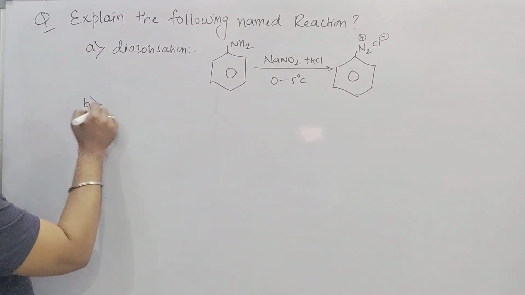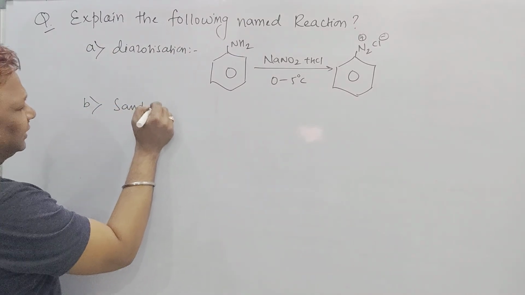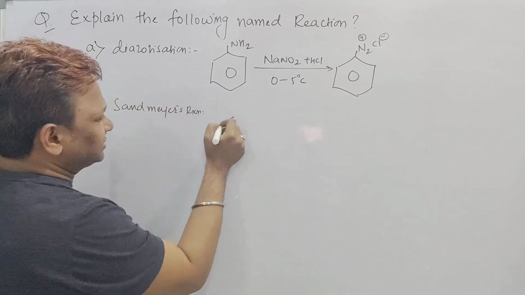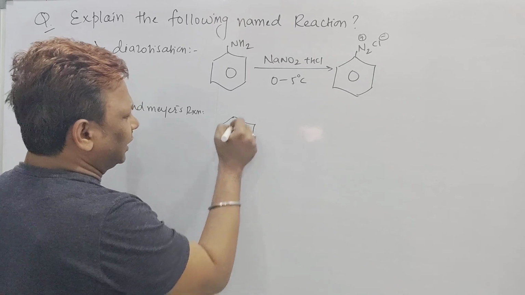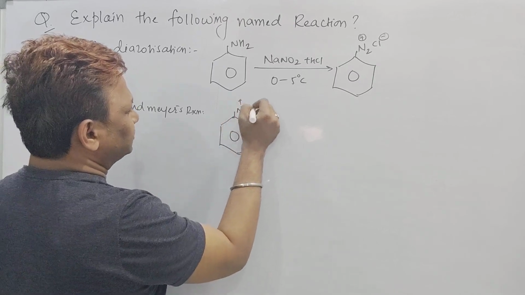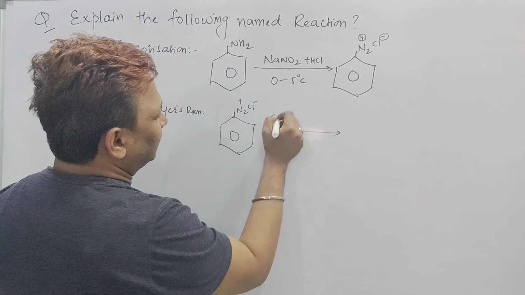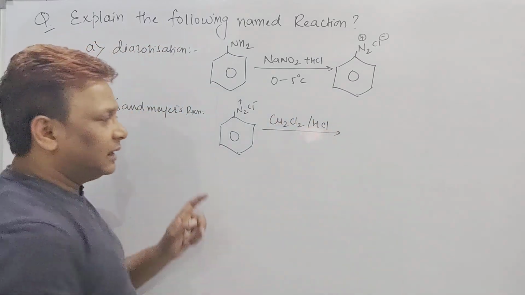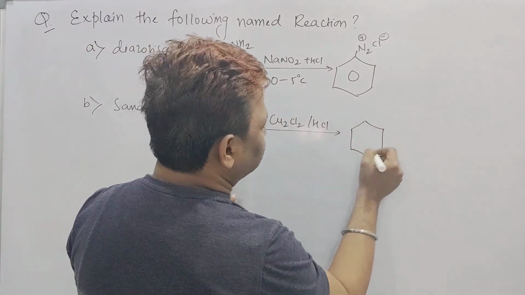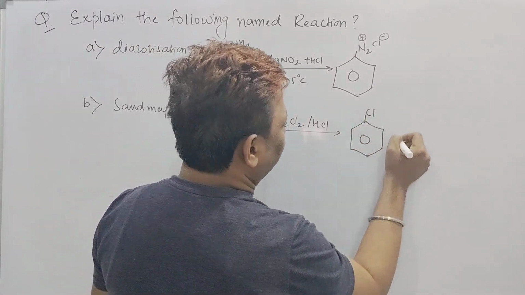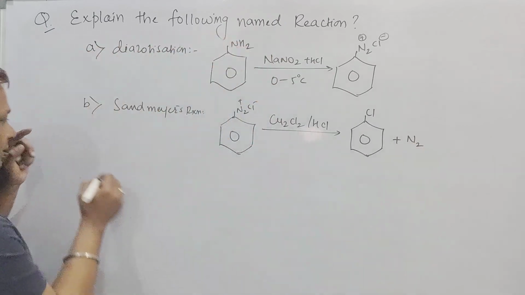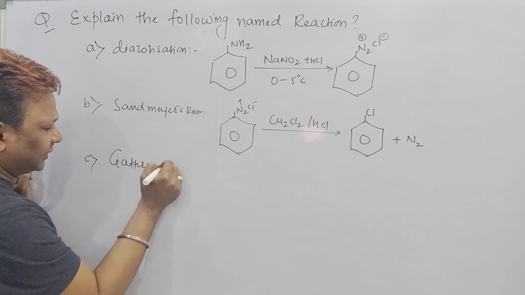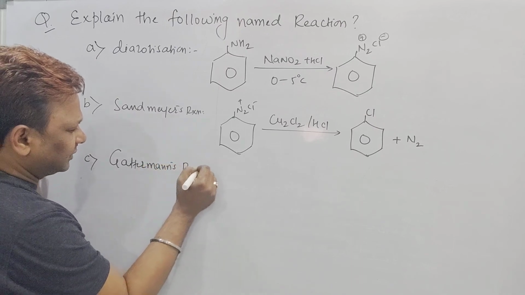Second one we did, beta, is the Sandmeyer reaction. Sir, what did we require in Sandmeyer? Same: benzene diazonium chloride, benzene ring bearing N2 positive Cl negative. It is treated with Cu2Cl2 in presence of HCl and it gives rise to chlorobenzene plus N2 gas. Third one we did here is the Gattermann reaction.